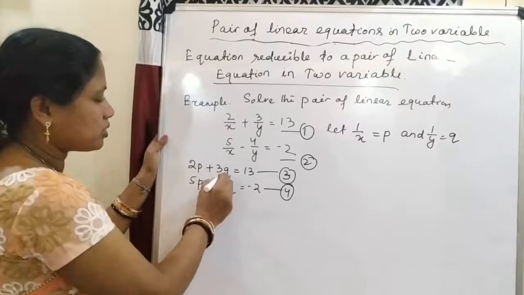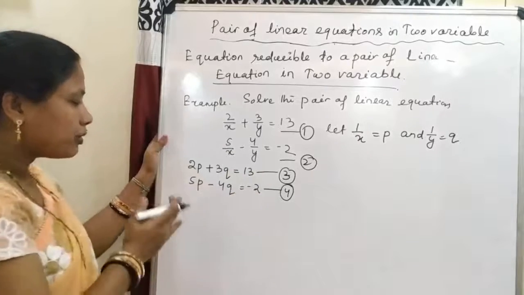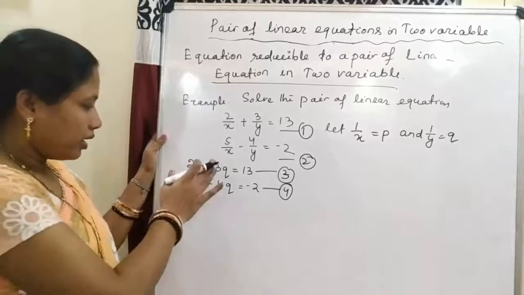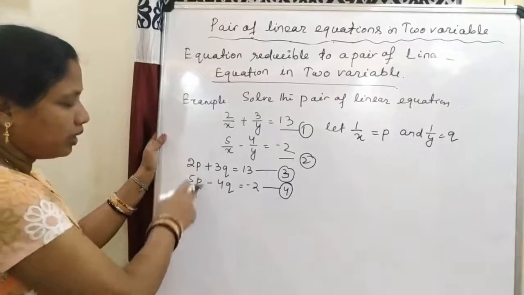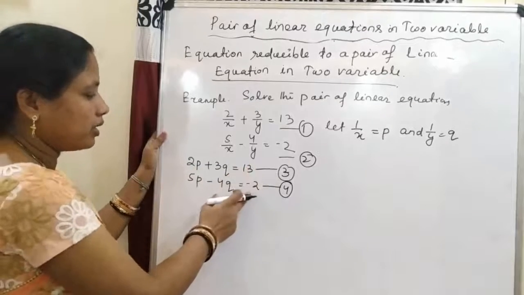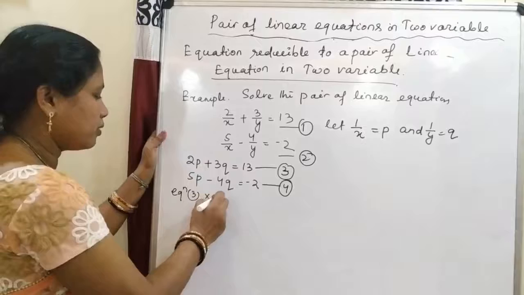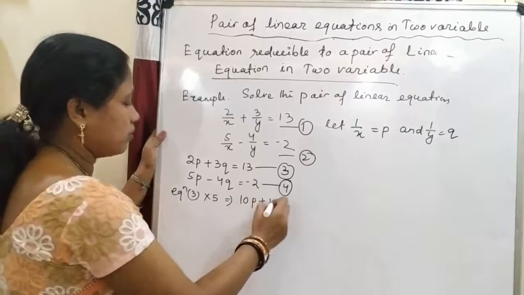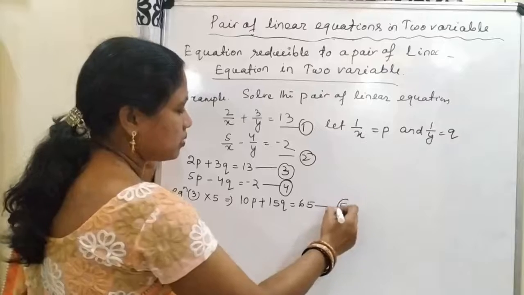So here 2p + 3q = 13, 5p - 4q = -2. You can adopt any method to solve this pair of linear equations. Here I am applying the method of elimination. I want to equate the coefficient of p in both the equations. So I will multiply equation 3 by 5 and equation 4 by 2. So equation 3 multiplied with 5 becomes 10p + 15q = 65. This is equation 5.